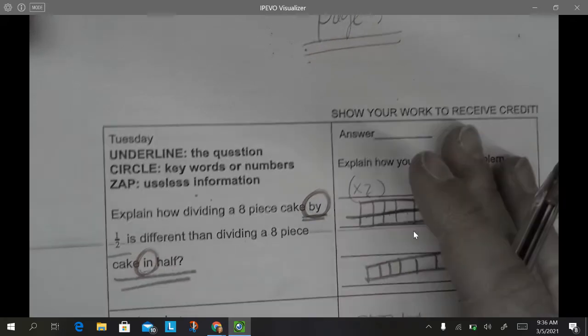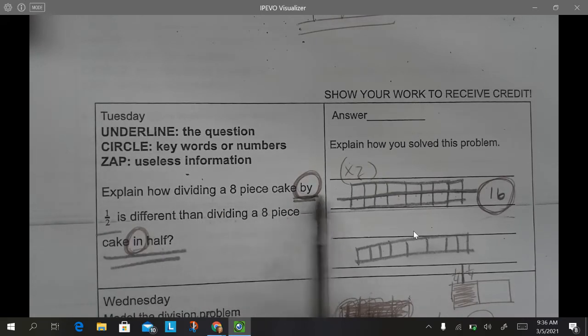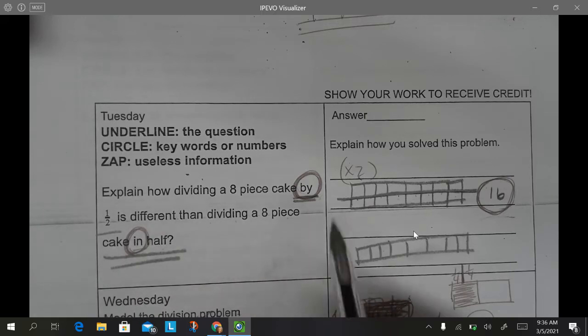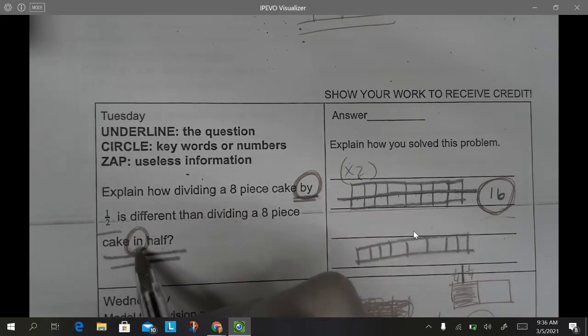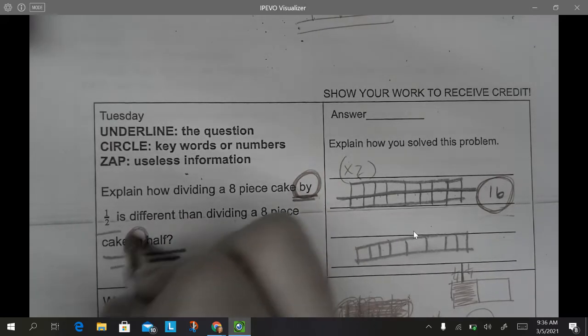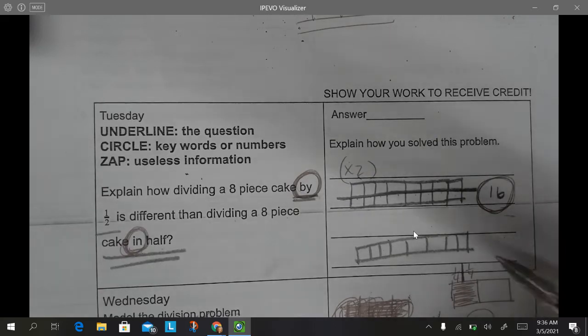Happy Friday. All right, take a look at the first one. It says, explain how dividing an 8-piece cake by half is different than dividing an 8-piece cake in half. I circled these two keywords here. One of them is "by," B-Y, and the other one is "in," I-N. These are really important in math because they mean that you need to do different things with your numbers.